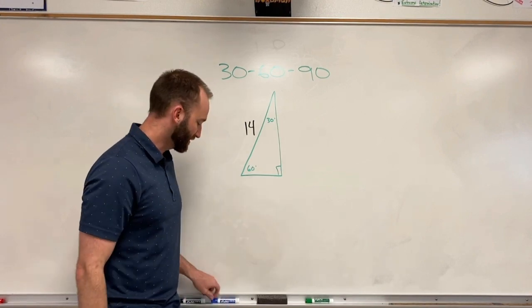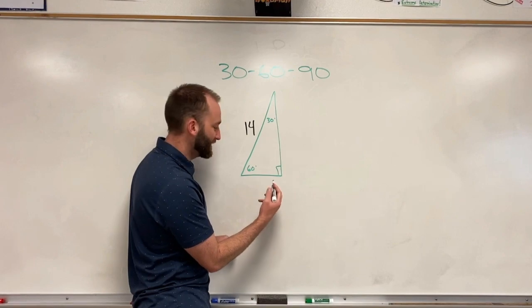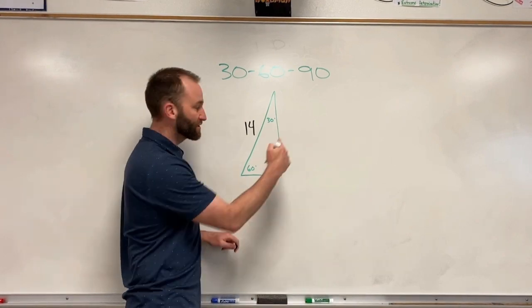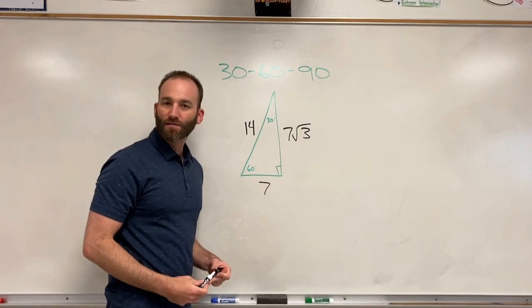This is what our homework will look like today. Yeah, if the hypotenuse is 14, then the short leg would be half of that, 7, which makes the long leg 7 root 3. Pretty easy pattern there.